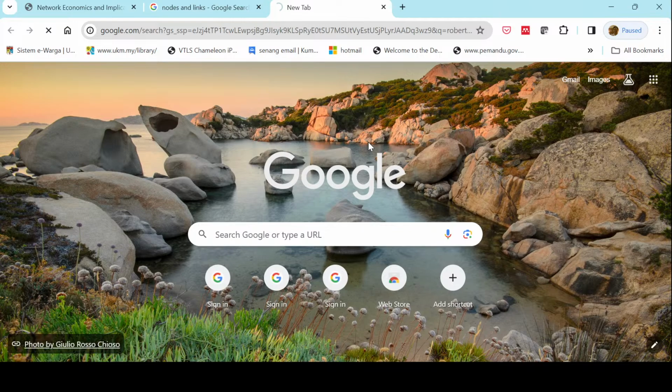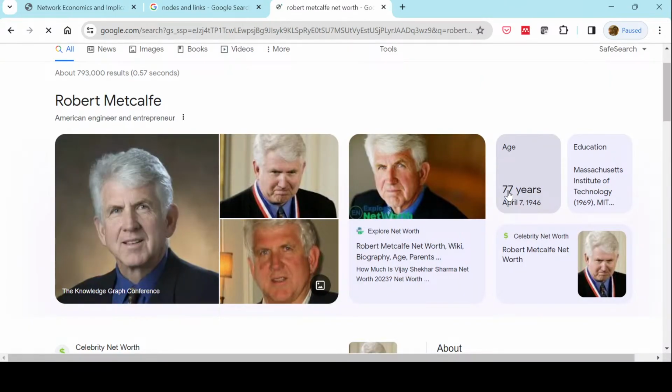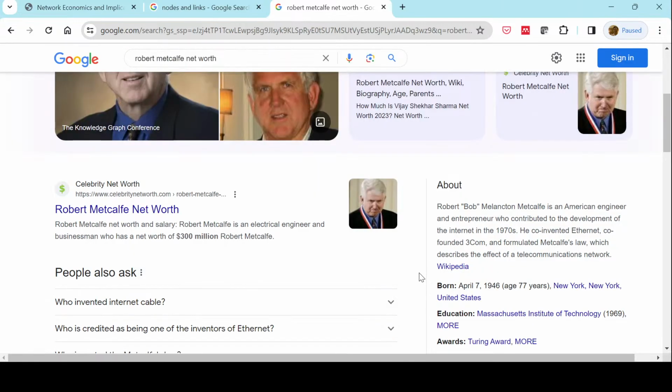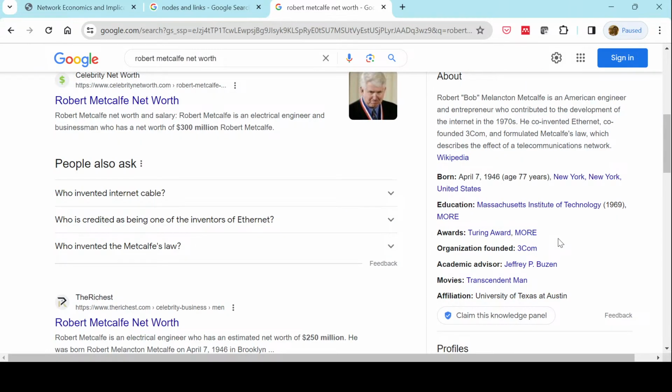This is Robert Metcalfe, 77 years old. Massachusetts Institute of Technology, again MIT, 1969. An entrepreneur who contributed to the development of the internet of the 1970s, and co-invented the Ethernet.